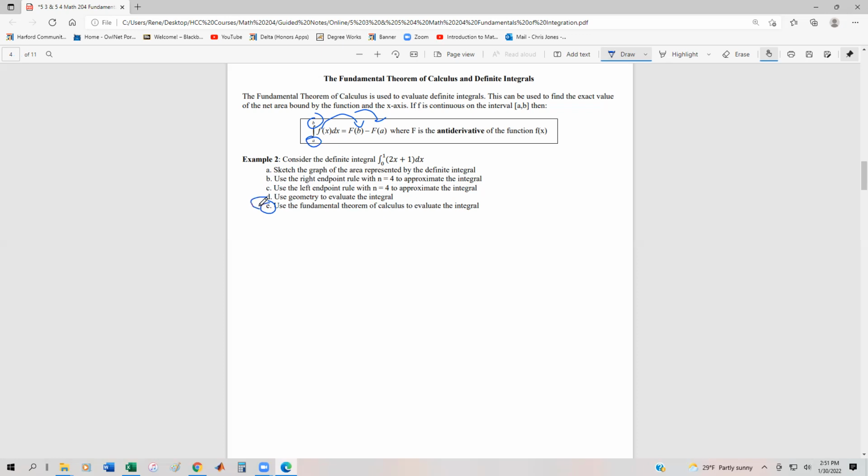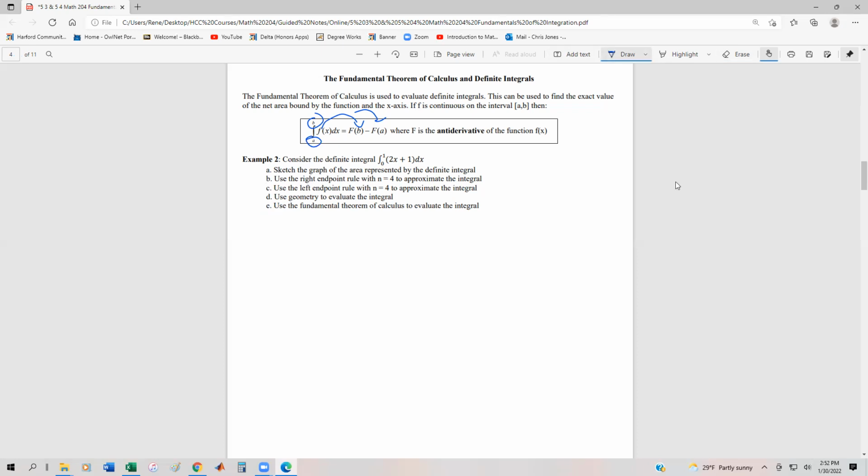Now, these two should be the same, because remember, geometry and the fundamental theorem of calculus are going to give us precise values. It should be estimated reasonably by parts B and C. But let's go forth and see what happens with this.